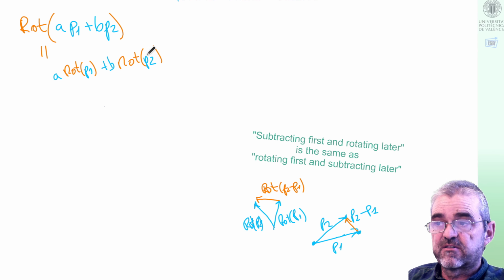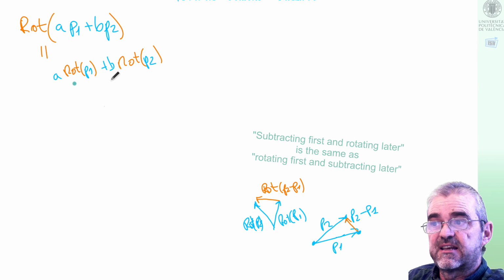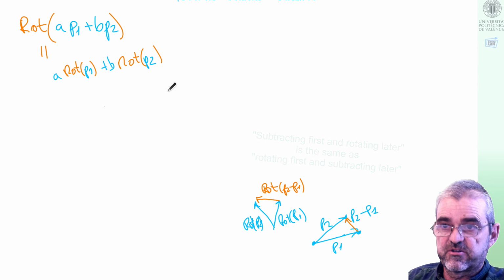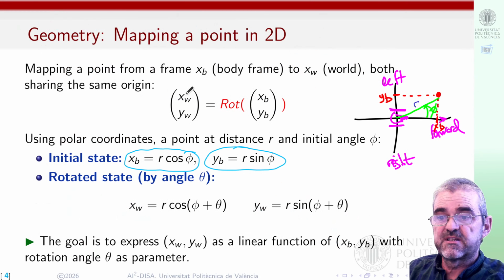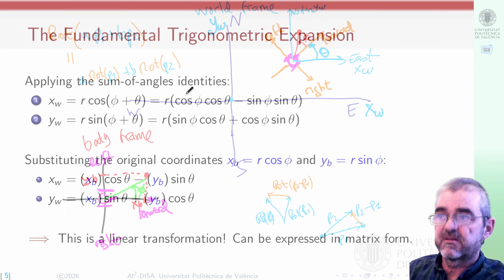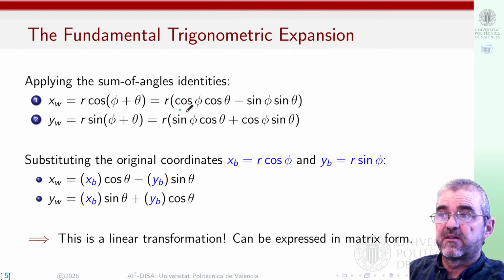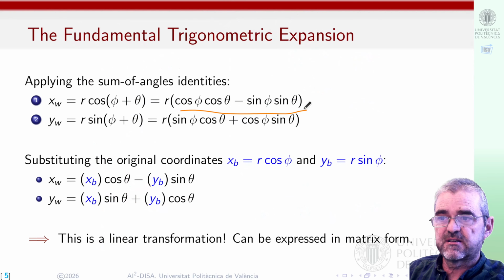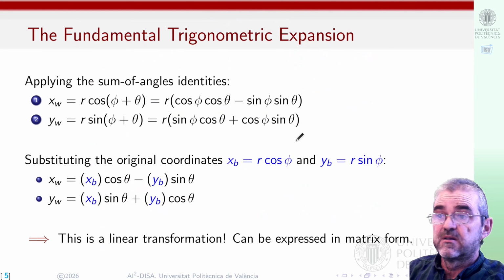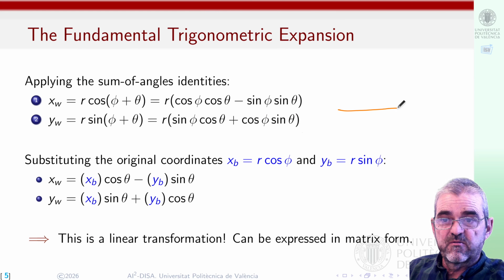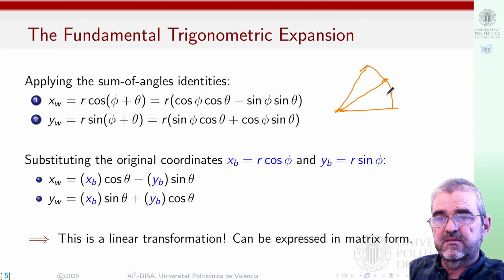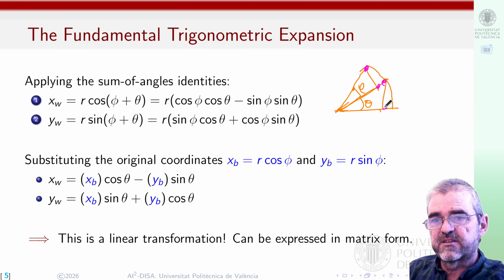It's the same as first rotating and then scaling and adding or subtracting. So good, rotation is a linear operator. And then, which is the expression of the world coordinates as a function of the body coordinates? Well, we just need to apply this sum of angle identities. The cosine of the sum is this thing, and the sine of the sum is this thing. You may look it up in Wikipedia or prove it via some trigonometrical identities, projecting things, and doing a lot of stuff with this kind of points.